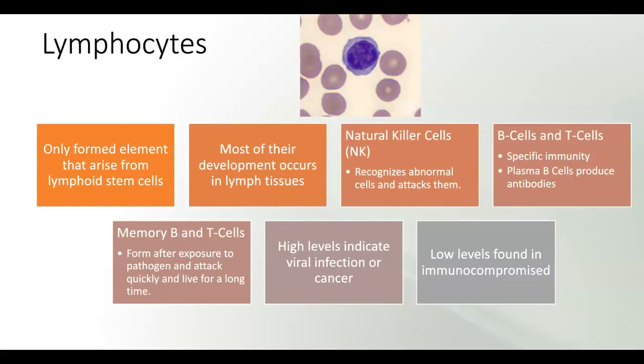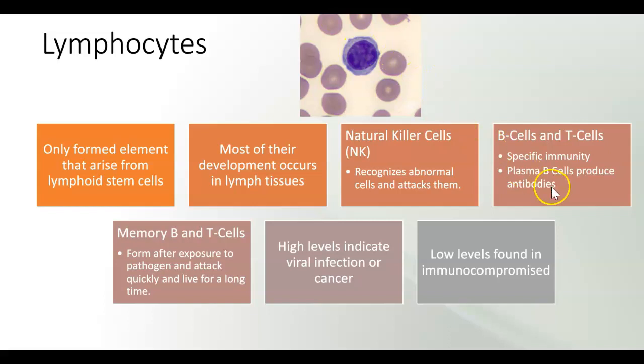Going to the agranular leukocytes, agranular, so without grains. And you can see here that the cytoplasm just isn't as obviously grainy. But lymphocytes is the first one. They're the only formed element that arise from the lymphoid stem cells. Most of their development occurs in the lymph tissue, so that's unlike the rest of the white blood cells. This includes natural killer cells, which recognize abnormal cells like cancer cells and can attack them. And then B cells and T cells, which are involved in our specific immunity. And we'll talk more about that next week.